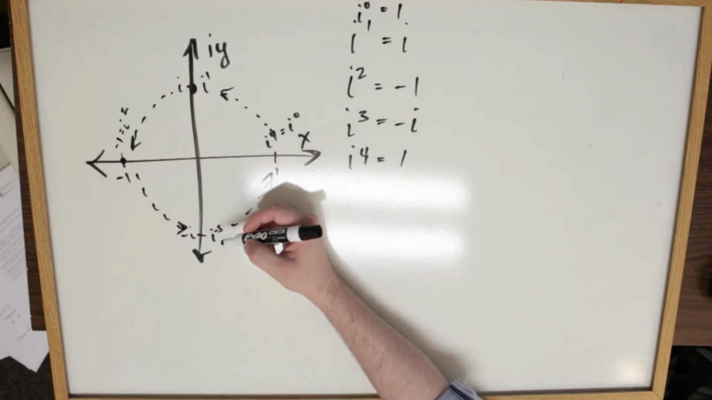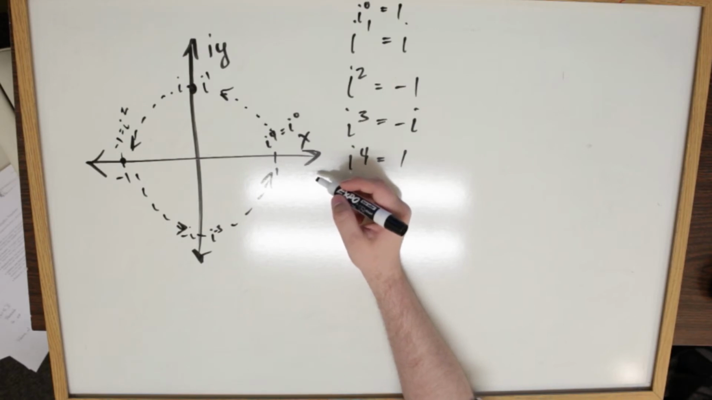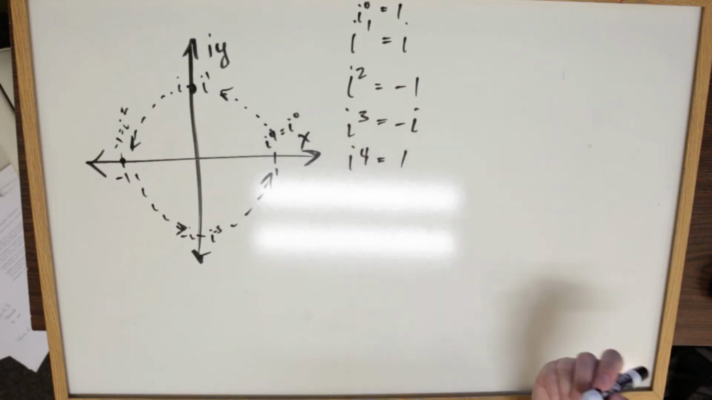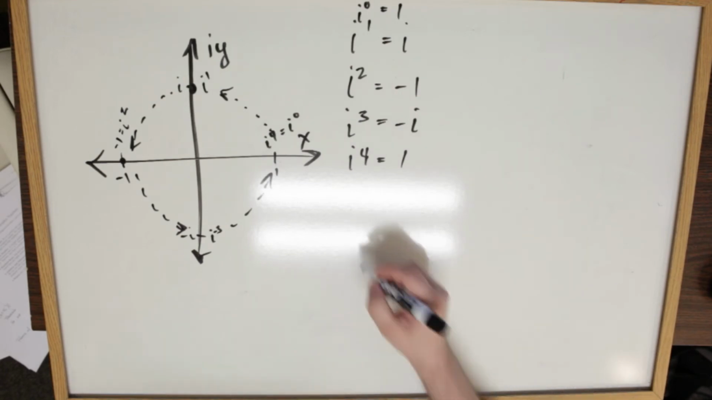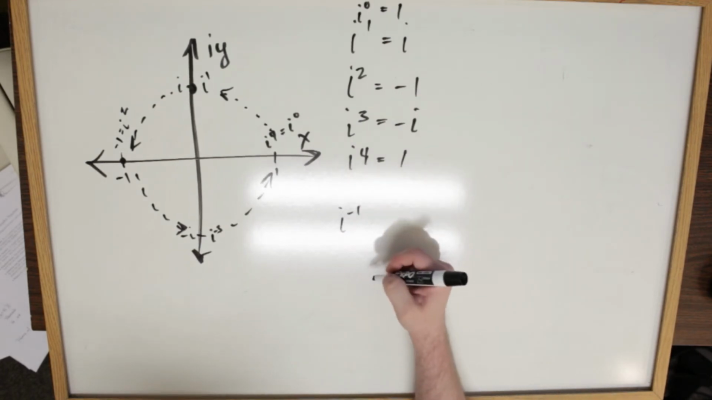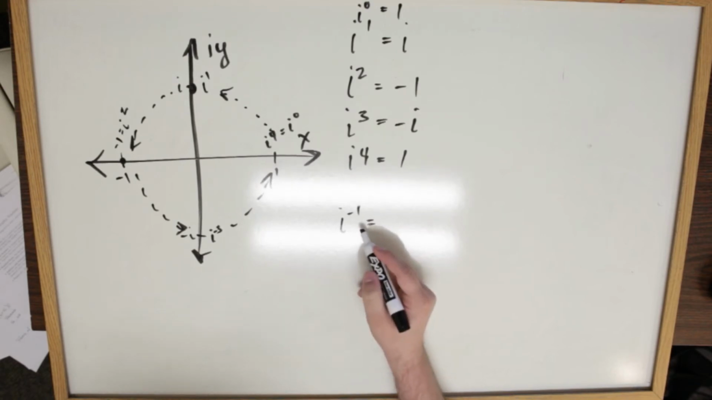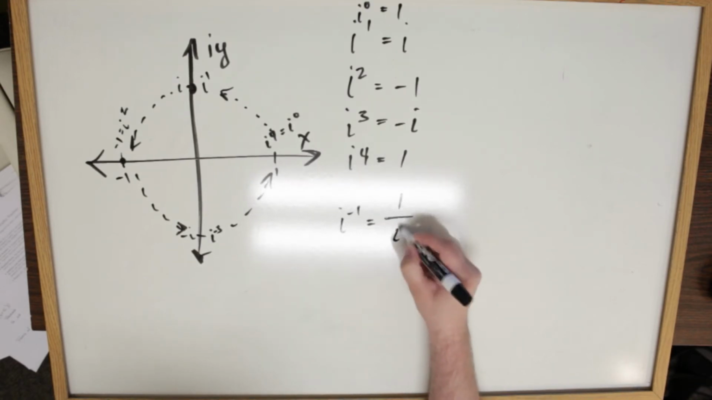So say you've got I to the negative 1. Technically, using the rules of fractions, this is going to be 1 over I.